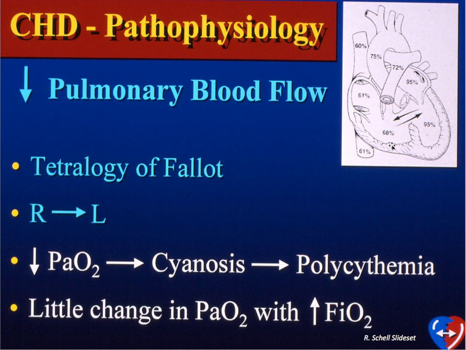In this case, blood can flow left to right and right to left, and if the systemic vascular resistance drops, for example, blood can flow from the right ventricle to the left ventricle, bypassing the lungs, creating cyanosis. PaO2 can go down, the patient over time can get polycythemic, and since this is a shunt, you will see little change in PaO2 on a blood gas as you go up on your FiO2.